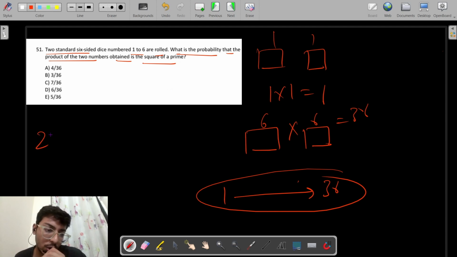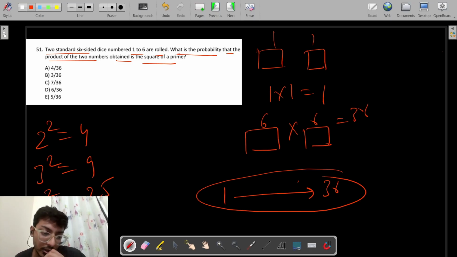So the square of 2 is 4, square of 3 is 9, square of 4 is not a prime number, right? But 5 is a prime number. Square of 5 is 25. 6 is not a prime number. 7 is a prime number, but the square of 7 is 49. That is above 36. So we need not check it.